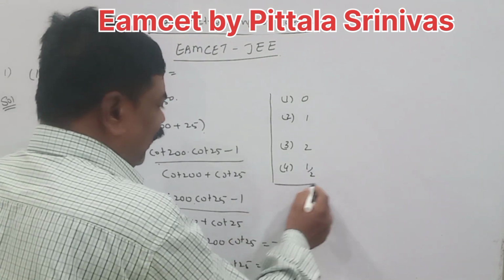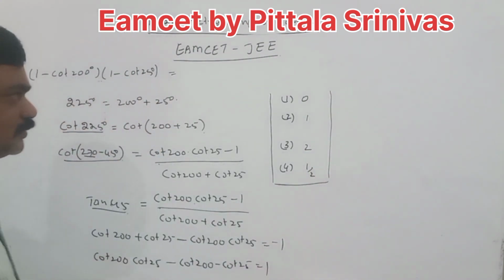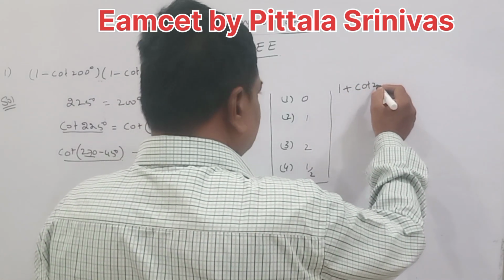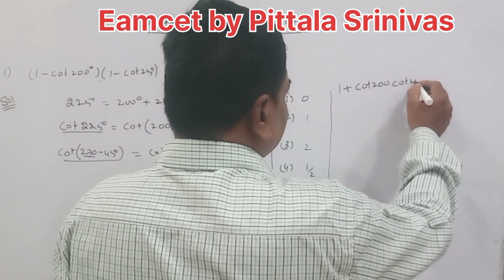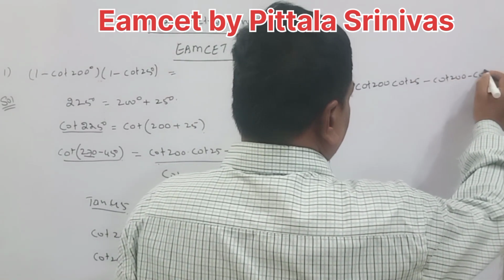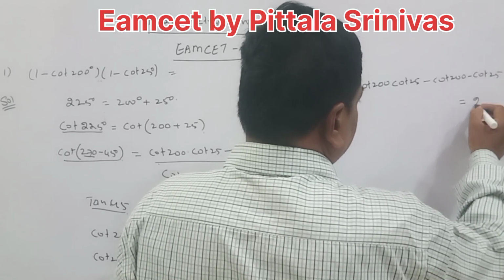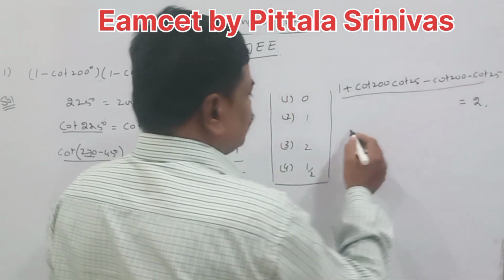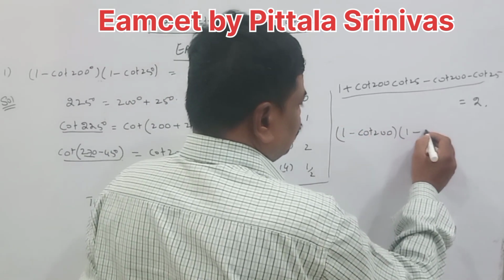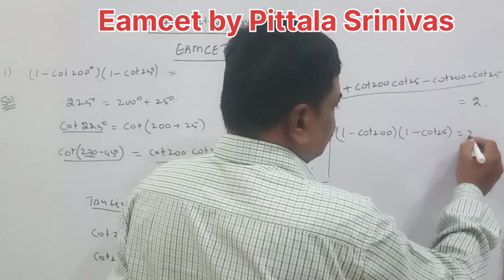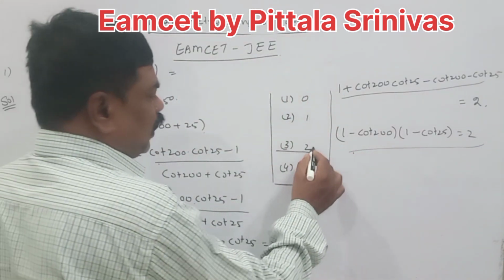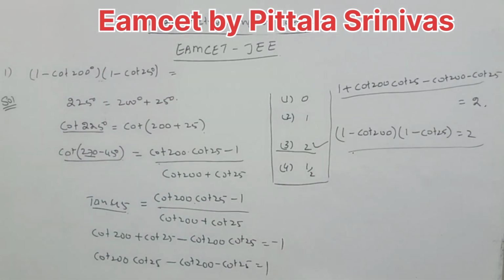You have to add 1 on both sides. So what we will get? 1 plus cot 200 cot 25 minus cot 200 minus cot 25 is equal to 2. So this can be written as (1 minus cot 200) into (1 minus cot 25) is equal to 2. So what will be the answer? Option 3 is the answer. Okay, all of you. That's all.